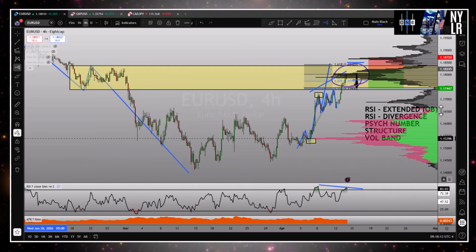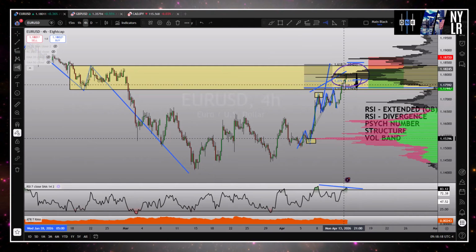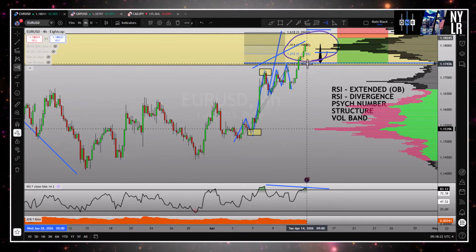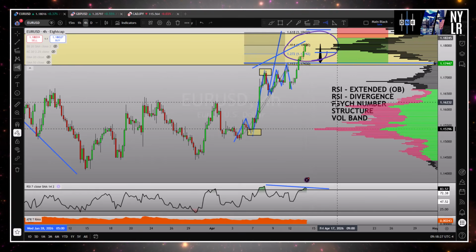So yeah, we got some confirmation right here. Interestingly enough, however, and we talked about this a lot in the past, I told you I like targets right here because of structure, right? This blue line. What don't we have at that blue line?